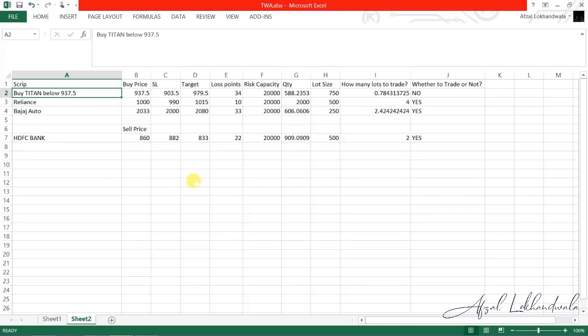So what you can do is, first determine the quantity. We determined the quantity, right? It is 588 quantities. So how do we trade in equity cash? The only thing we know is the quantity should be 588. So we have to go to the terminal and check prices. The idea is to buy Titan futures below 937.5.